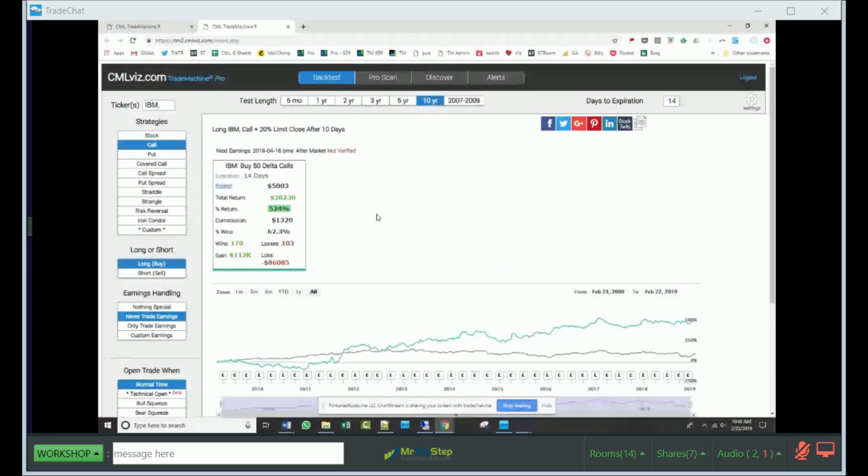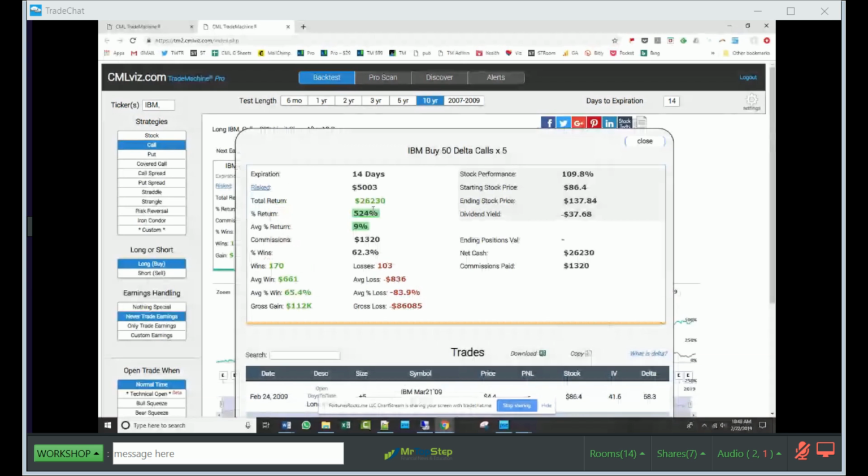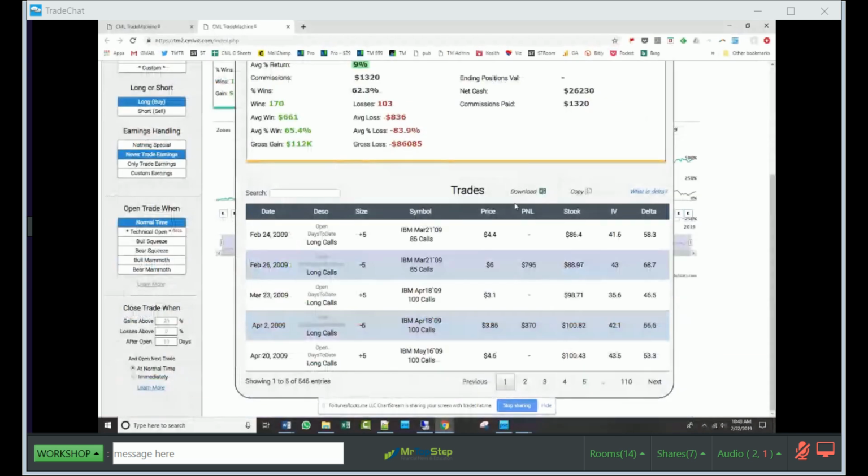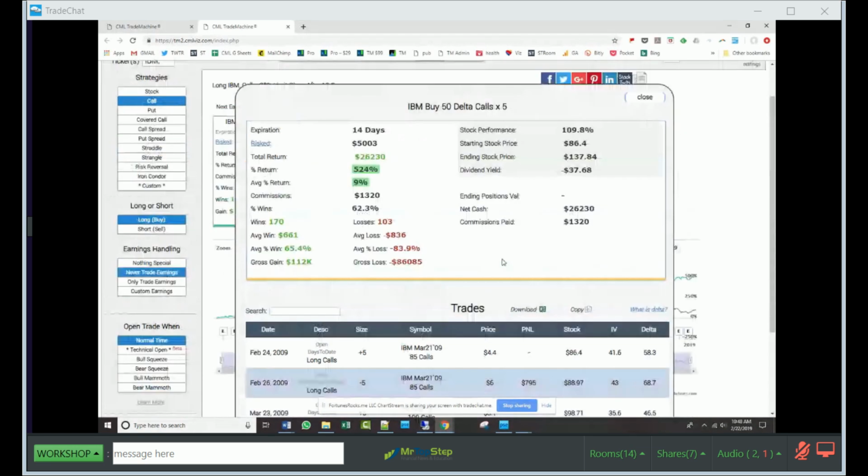Look at that. When you click on this tile, you can actually see every trade and you can put it into Excel. You download it into Excel and you can go week by week and see what year was good, what year was bad. A lot of people don't know this: IBM was up 100% over the last 10 years. You can see the average win and the average loss, total gain, total loss.